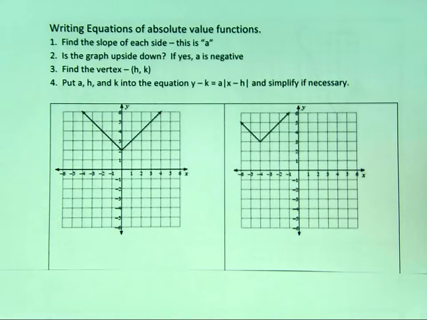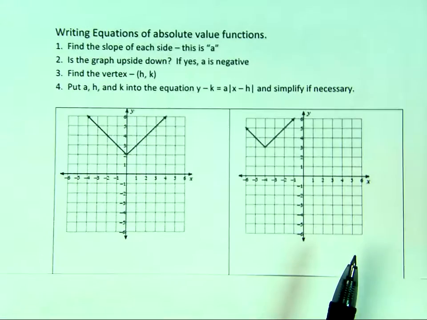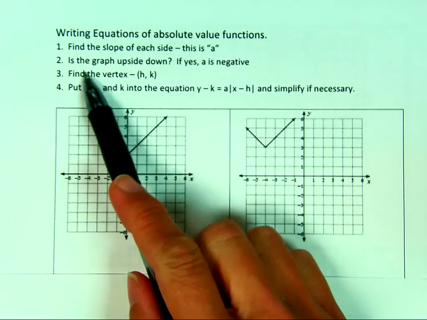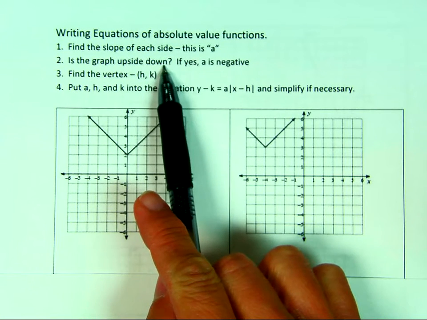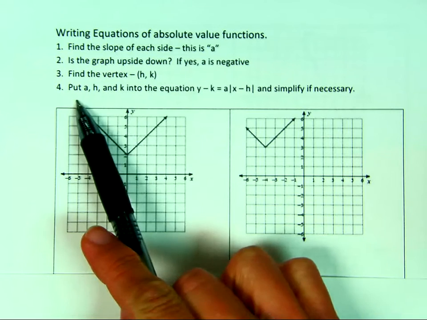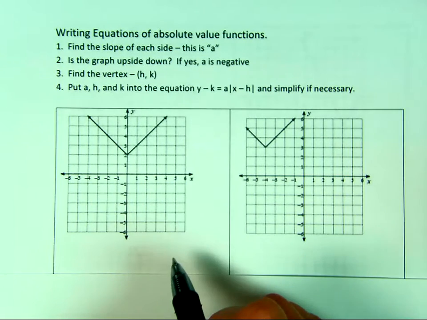We want to find the slope of each side, and that's using a. We want to see if it's negative, because if it's negative, it's upside down. We want to find the vertex, and then we want to put it all into this beautiful equation. So we're going to figure out, is it going left, right, up, down?